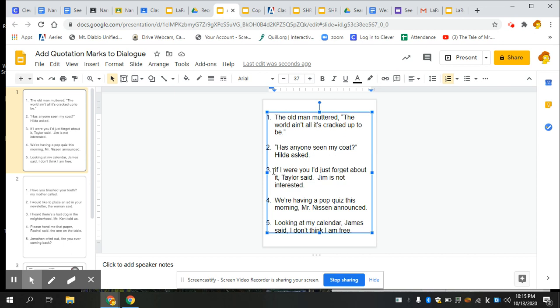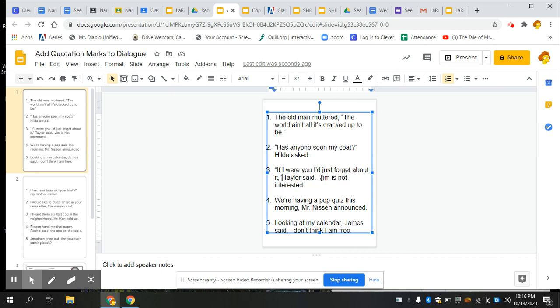For sentence number 3, "If I were you, I'd just forget about it," Taylor said. "Jim is not interested." This is an example of when the tag is in the middle. Taylor said is a tag. I can tell it's a tag because it says the name and it says the word said. I know Taylor said, "If I were you, I'd just forget about it." So I'm going to begin that dialogue with a quotation mark. And after the comma, I'm going to put the second quotation mark. The first part of Taylor's dialogue is, "If I were you, I'd just forget about it."